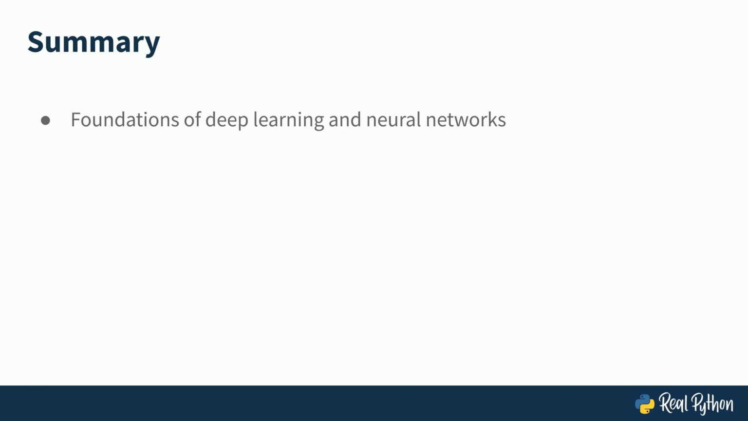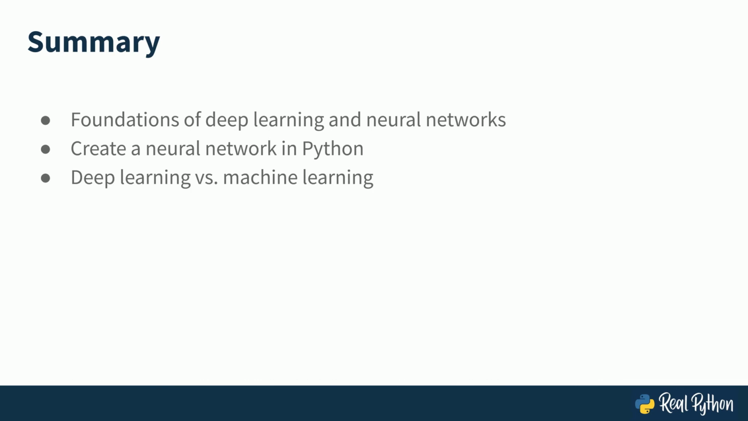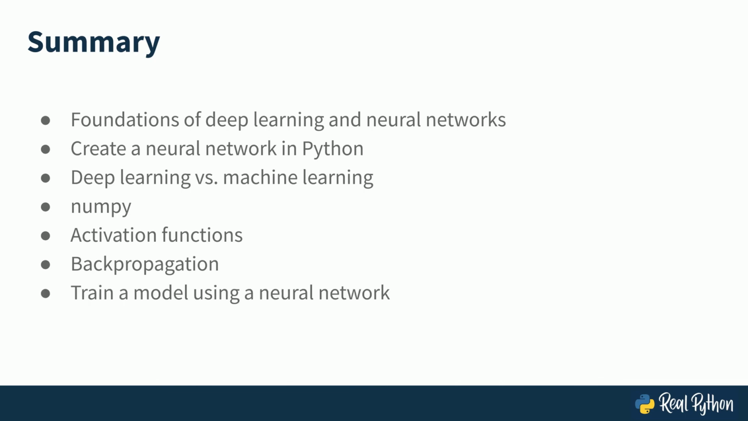In this course, you learned the foundations of deep learning and neural networks. You also built a simple neural network from scratch in Python and used it to train a model. Along the way, you learned about the differences between deep learning and machine learning, and you saw how to represent data with NumPy. You learned about activation functions and their task in a neural network. You implemented the backpropagation algorithm that updates the weights and bias in the network to increase the accuracy of predictions as the model is trained. And you learned how to train the network and use the trained model to make predictions on new data.